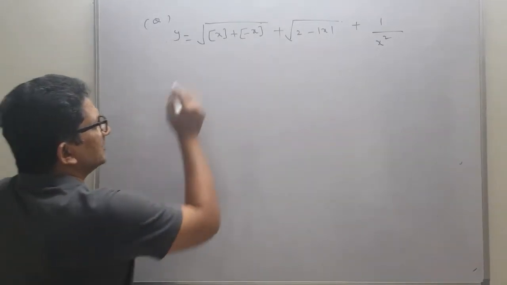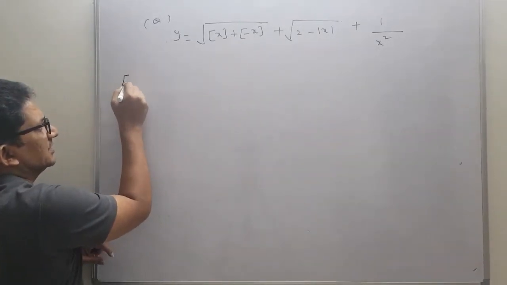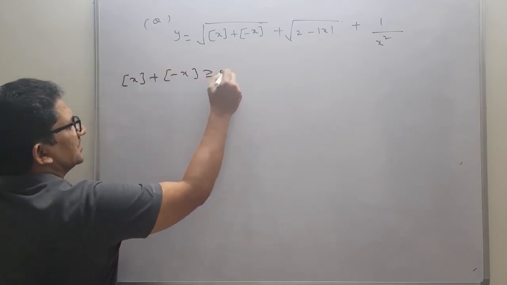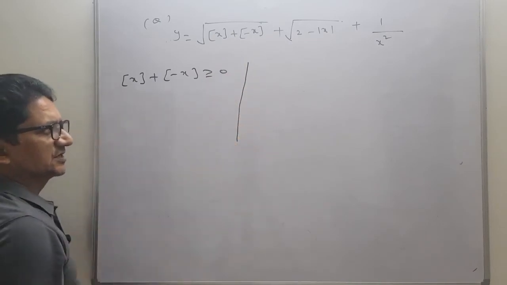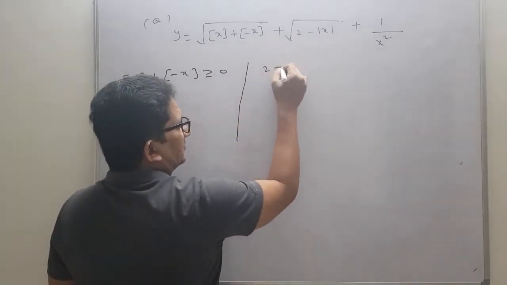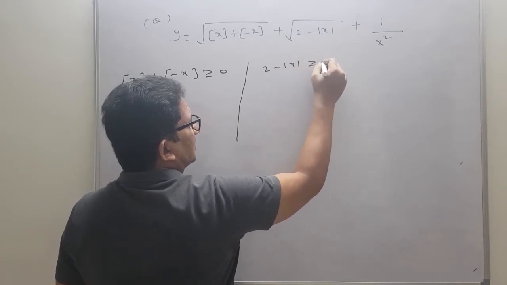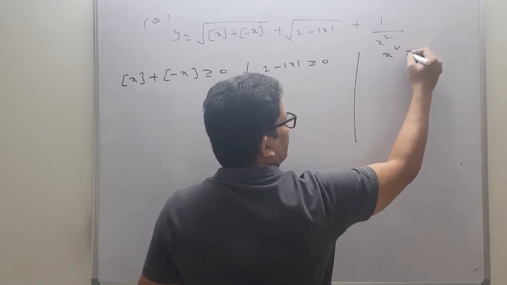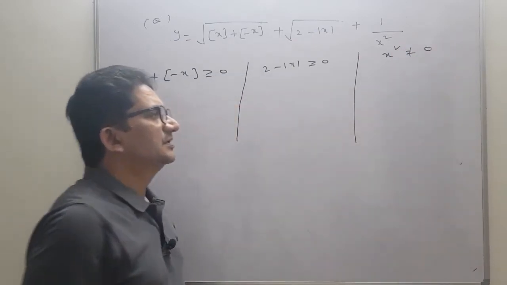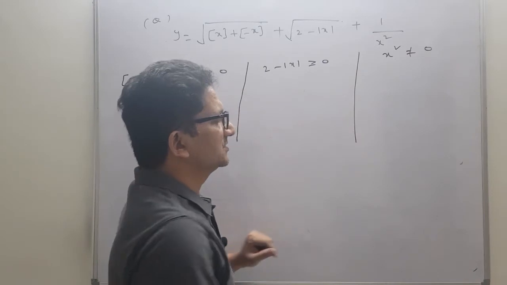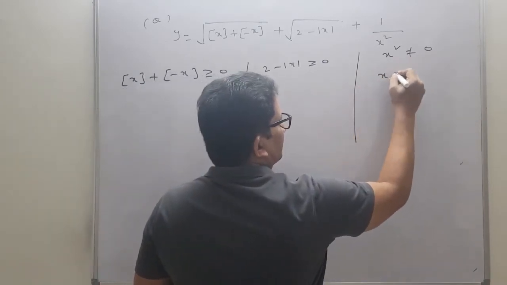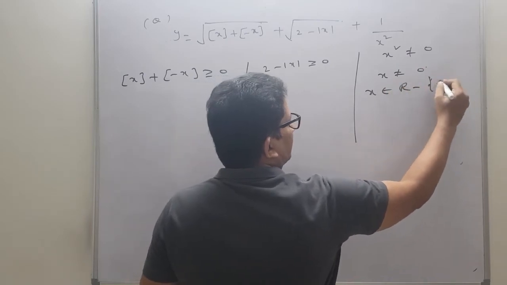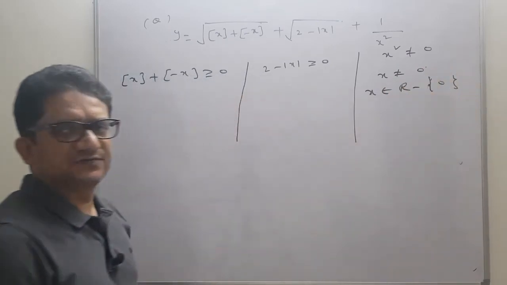So first, to find the domain, the first condition here we need to maintain: [x] plus [-x] should be greater than or equals to 0. This is one condition. Next, here we need to maintain 2 minus mod x should be greater than or equals to 0. And here x square is not equals to 0. The simplest among all the three is this one, so first we will check this. x square is not equals to 0 means x is not equals to 0, that x belongs to all real numbers except 0. That is one part finished.